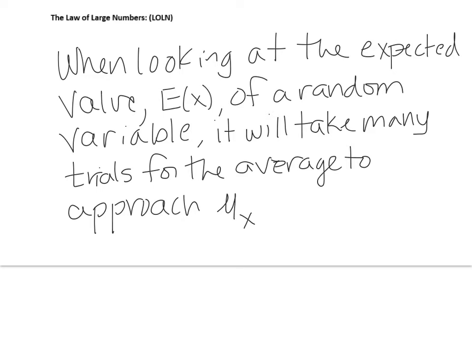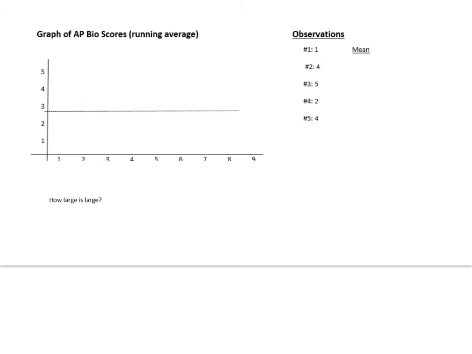But here we're talking about almost a calculus-related topic, that as n gets larger and larger, n being the number of trials, the average should approach its true value for the distribution of the random variable X. So that's how we're using the law of large numbers in this setting. Going back to the original data we were looking at for the AP Bio scores from 2012, I'm going to show the law of large numbers by using a graph here.